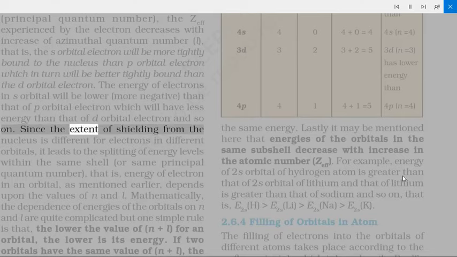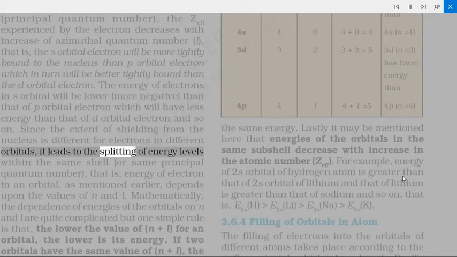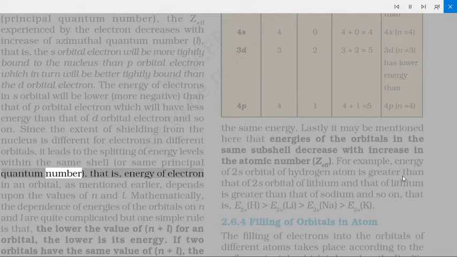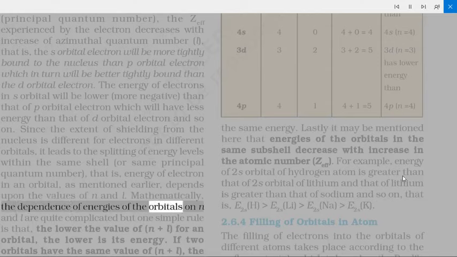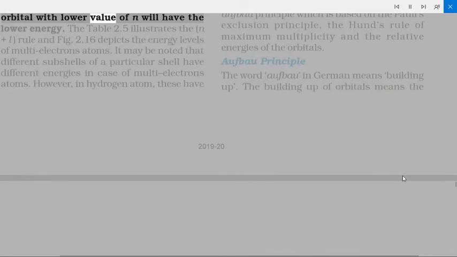Since the extent of shielding from the nucleus is different for electrons in different orbitals, it leads to the splitting of energy levels within the same shell, or same principal quantum number. That is, the energy of an electron in an orbital, as mentioned earlier, depends upon the values of n and l. Mathematically, the dependence of energies of the orbitals on n and l is quite complicated, but one simple rule is that the lower the value of n plus l for an orbital, the lower is its energy. If two orbitals have the same value of n plus l, the orbital with lower value of n will have the lower energy. Table 2.5 illustrates the n plus l rule, and Fig. 2.16 depicts the energy levels of multi-electron atoms.